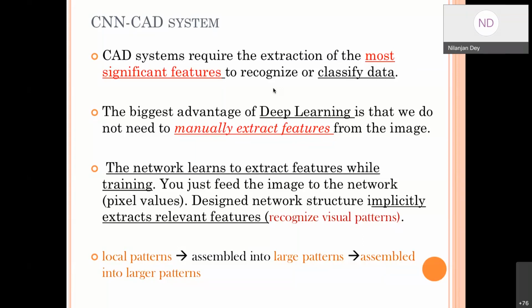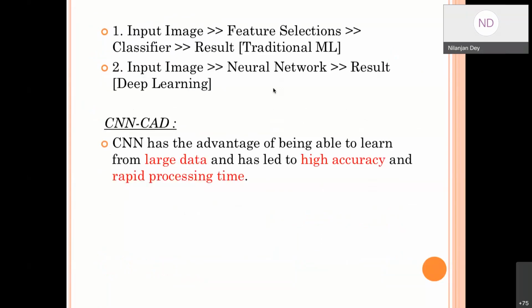So in the deep learning framework, there is as such nothing new. The new thing is we have to come up with a robust system with large data, which will give you high accuracy and rapid processing time, which is very important for any kind of clinical data processing, because time is a big factor for any kind of diagnosis. So that's why people started thinking about the CNN CAD system, or convolutional neural network CAD system.